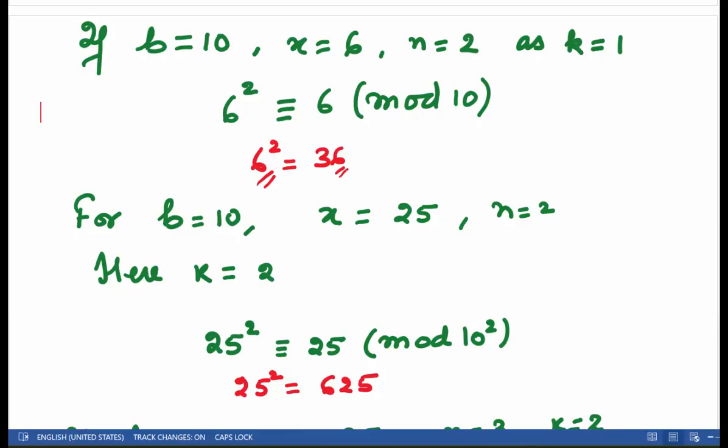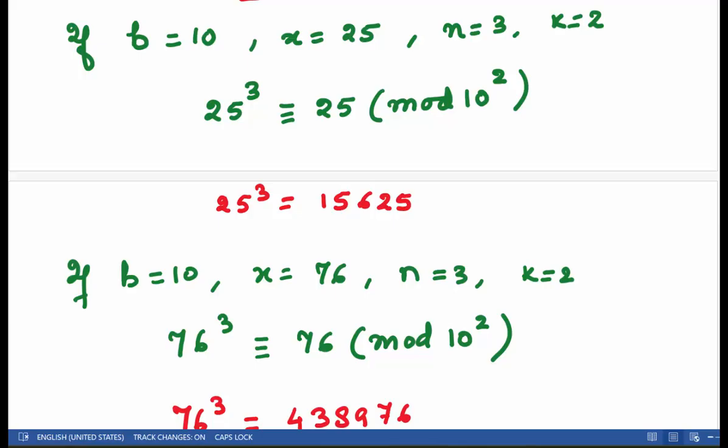Take b is equal to 10, x is equal to 25, and n is equal to 2. Here you see we have two digits, so k value is 2. You can see 25 square is congruent to 25 mod 10 square. As 25 square is 625, you can see the number ends in 25 itself. So 25 is an automorphic number. In the first case, 6 was an automorphic number.